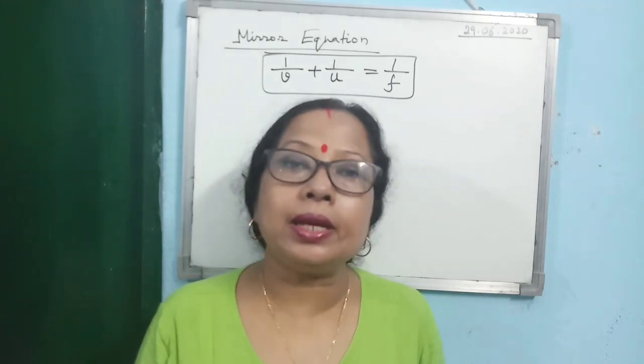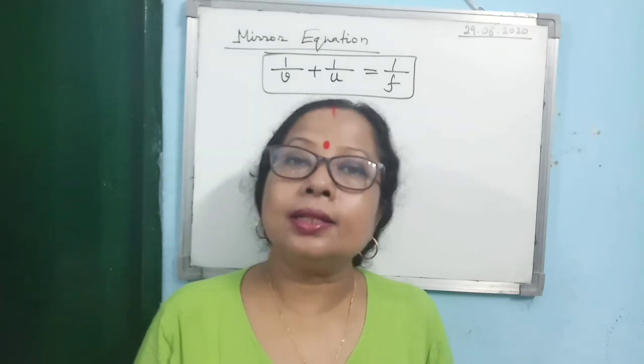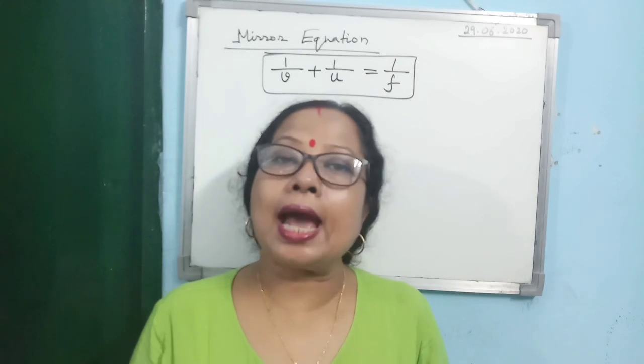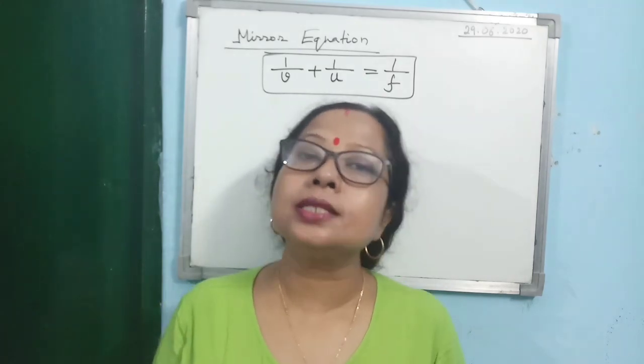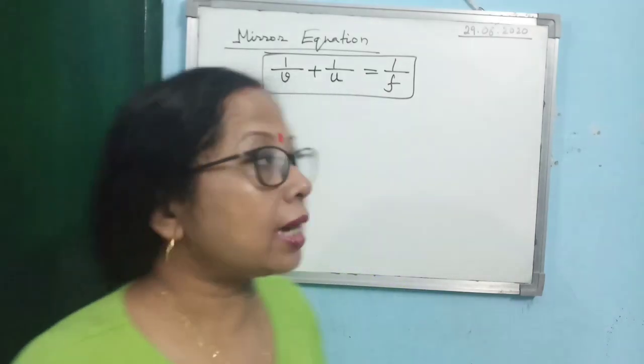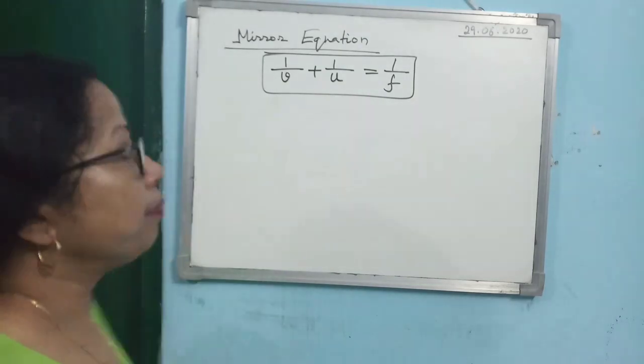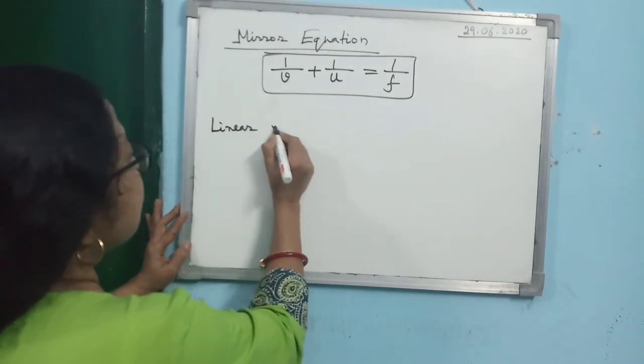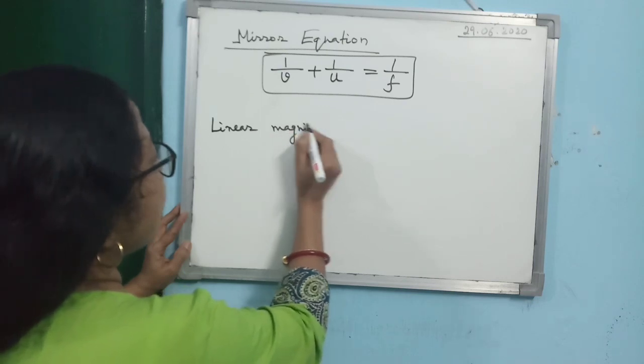For a convex mirror, F is positive. Then for a real image, V is negative, and for a virtual image, V is positive. So these are the points you have to remember. Then the next term we have to know is known as linear magnification.